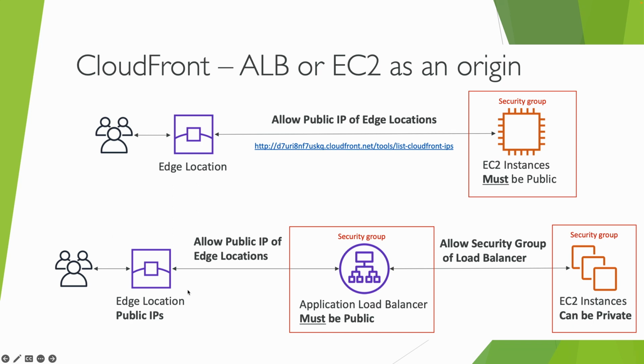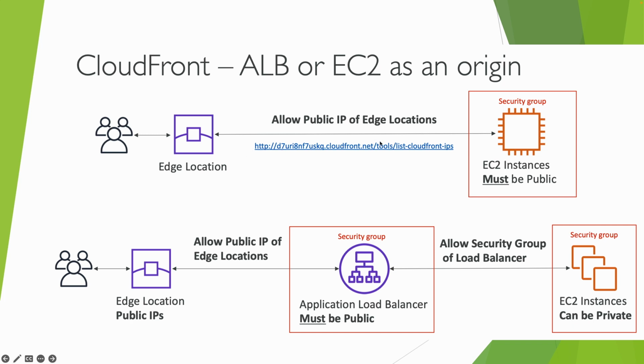Here what we need to do is allow the public IPs of all edge locations. We know that all EC2 instances have a security group, and we allow traffic to the EC2 instance through this security group. So in this security group you need to enable all the IPs of CloudFront to access the EC2 instance.